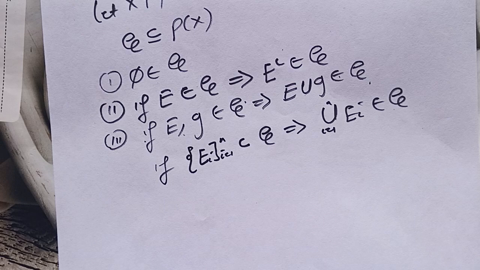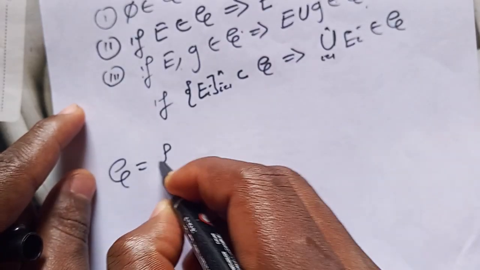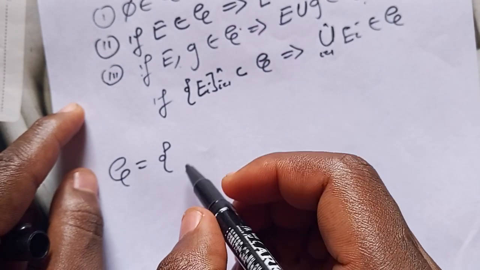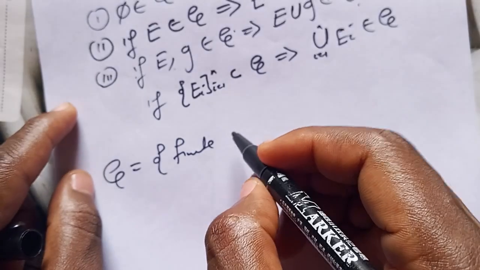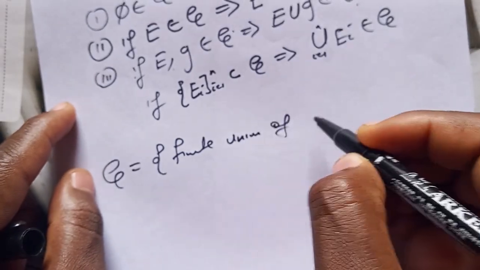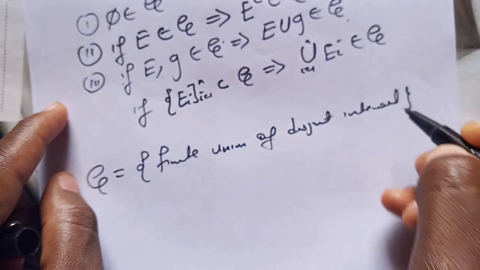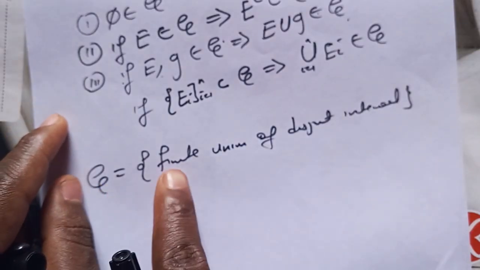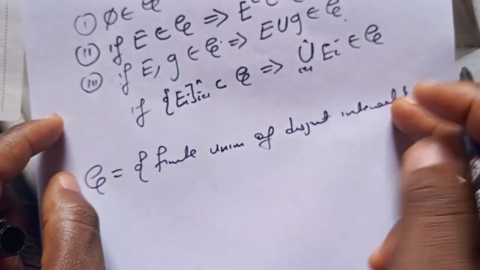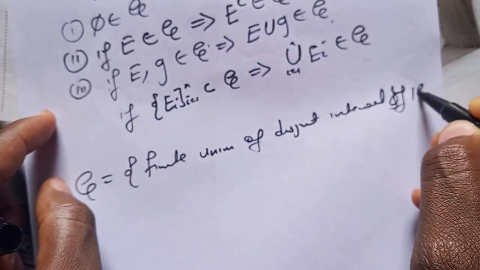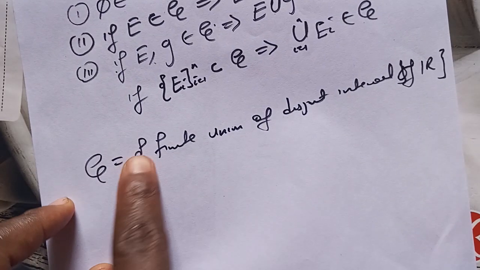Now let's give an example. An example is, let's say, this is the collection of finite unions of disjoint intervals. Please don't mind my handwriting. So let's say this is an algebra. This is a finite union of disjoint intervals of R, the set of real numbers. So this is a class, and this class is said to be an algebra.